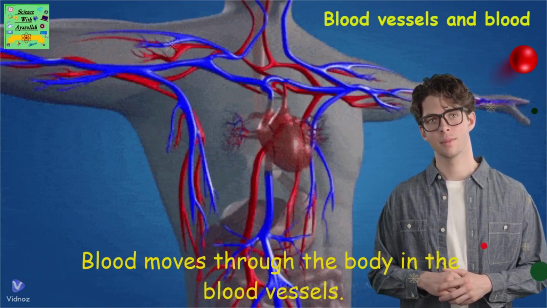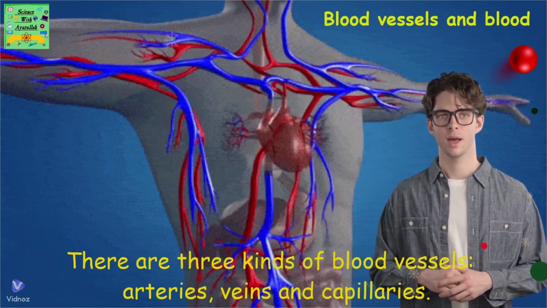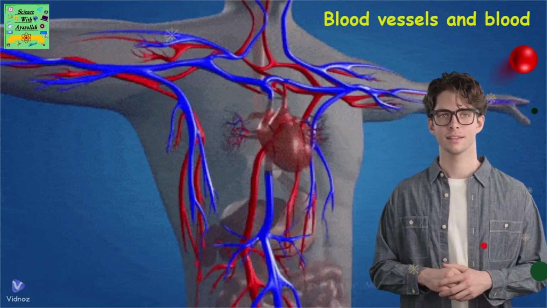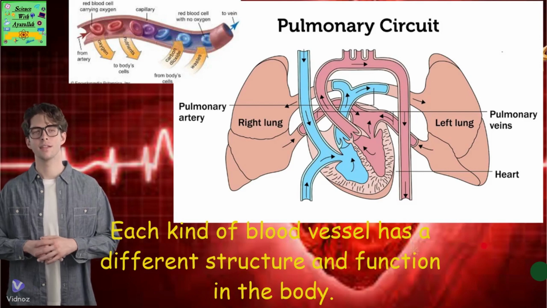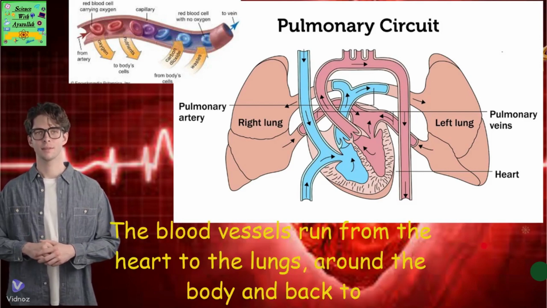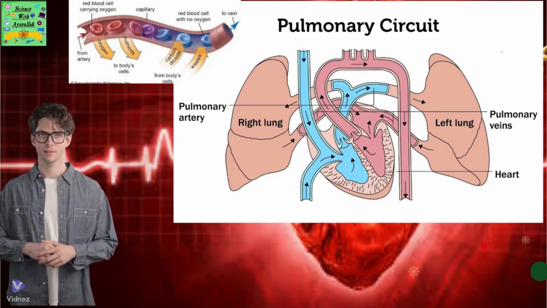Blood moves through the body in the blood vessels. There are three kinds of blood vessels: arteries, veins, and capillaries. Each kind of blood vessel has a different structure and function in the body. The blood vessels run from the heart to the lungs, around the body, and back to the heart. Blood always moves along the same pathway in the blood vessels.